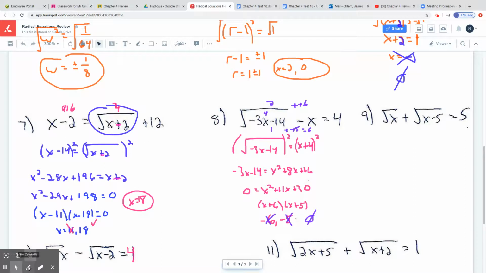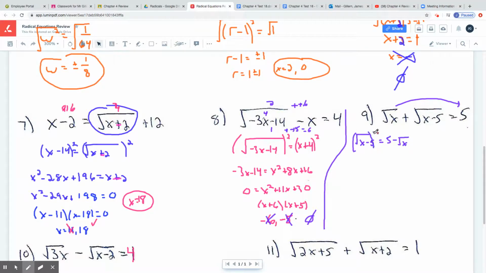All right, here we have, for number 9, 2 radicals on one side. So we don't want that. We want to move one to the other side. All right, so I'm going to move this one over. I'm going to put a little line here, give myself a little more room. So it's going to be the square root of x minus 5 equals 5 minus the square root of x. All right, and we are going to square both sides.